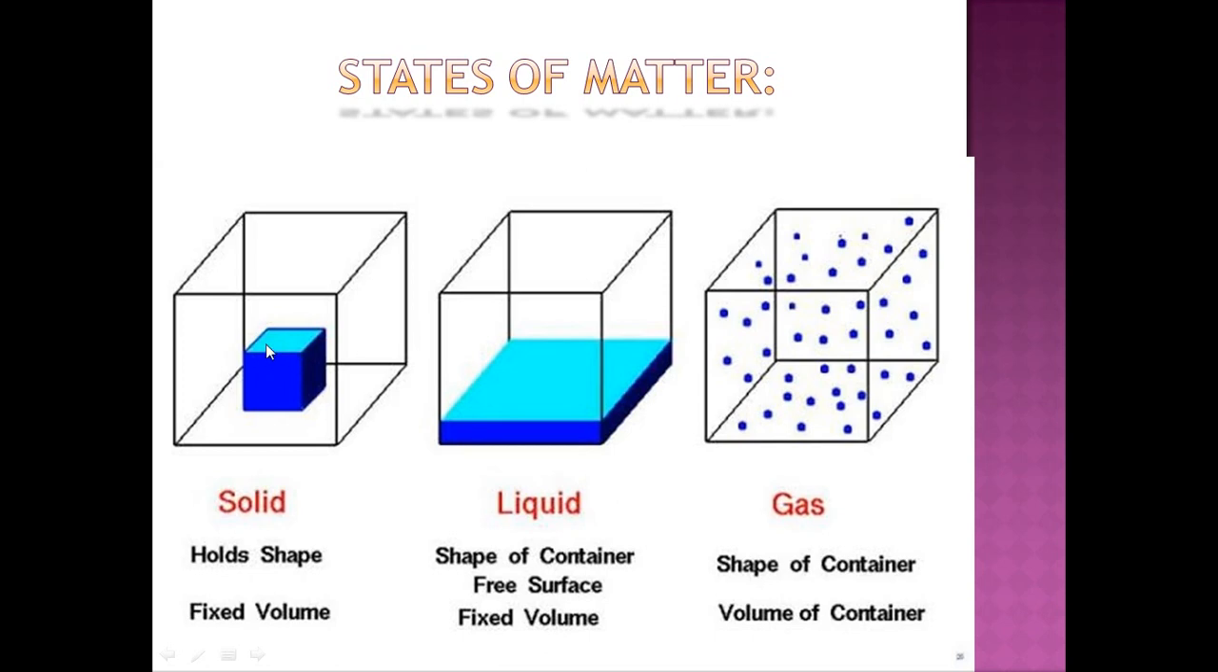Number 1, if I hold a piece of cube, like a piece of ice cube, this ice cube changes its shape after putting it in this container? Of course, it is still keeping its shape. Will it change its volume? Of course, it can't. So we can say that the solid holds its shape, or by another way, it has definite shape. What about its volume? It has fixed volume.